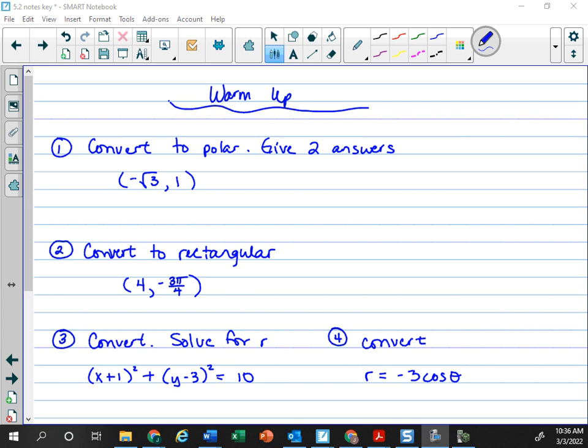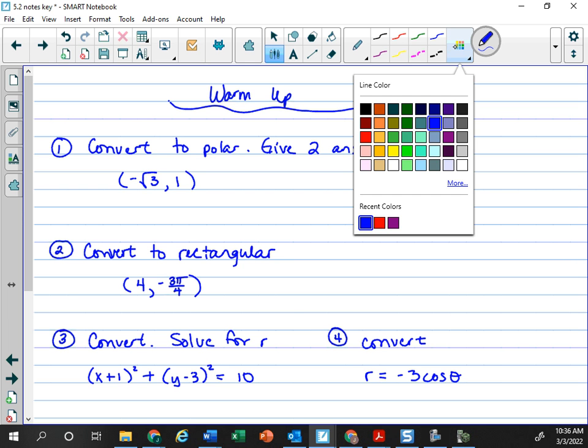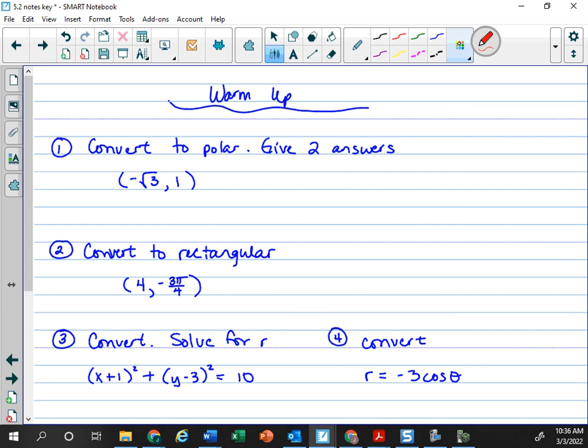All right, guys, let's look at the warm-up. Okay, so converting to polar on this first one. Everybody okay with r equals 2?